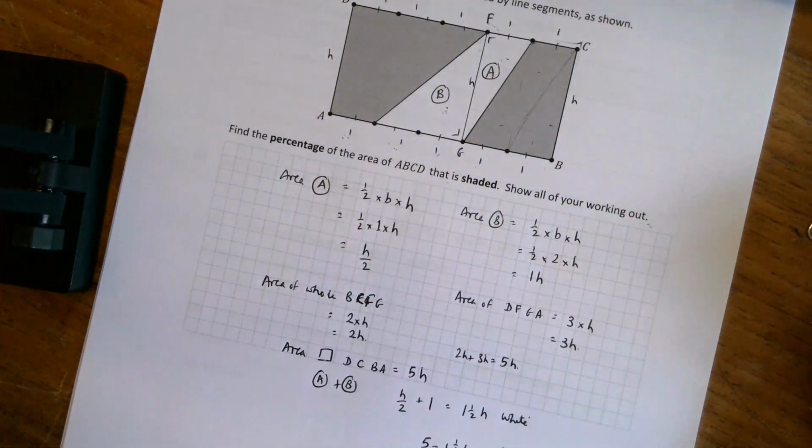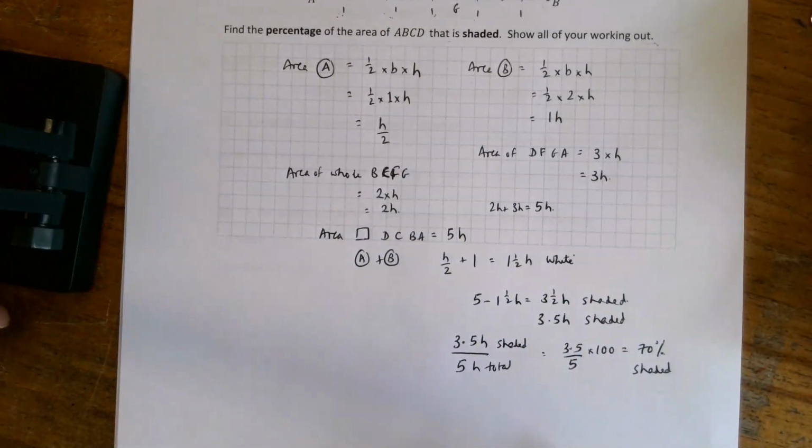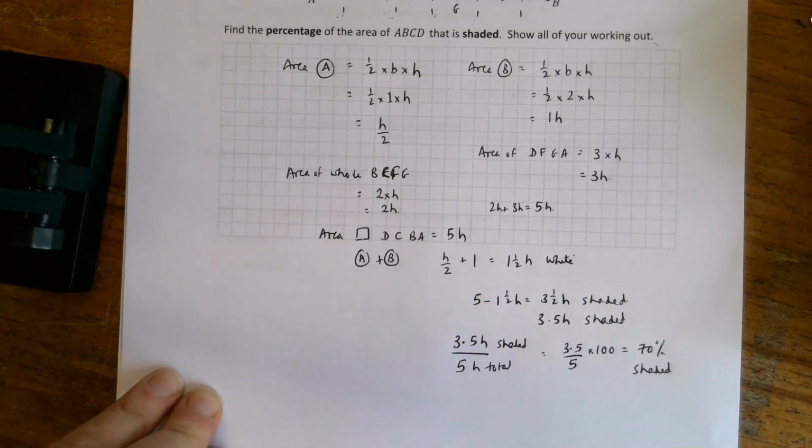It's 1h compared to 3h, so a third of that one. Okay, and a quarter and a third, you could work that out. So 70% is shaded. I hope that makes sense.